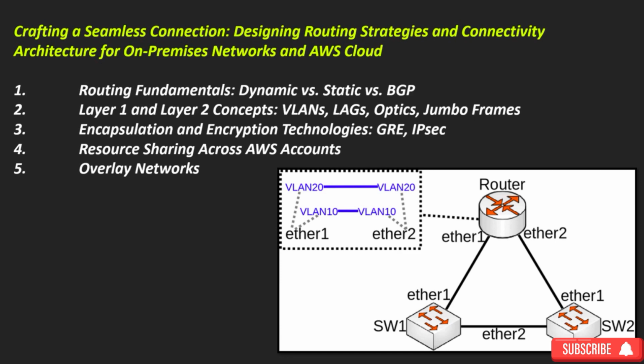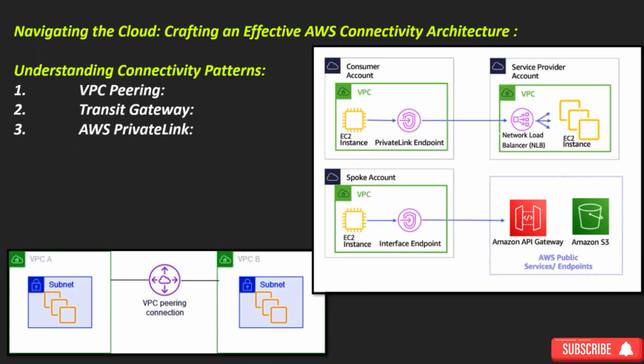Okay, the next point we need to talk about is crafting effective AWS connectivity architectures, that is, navigating the cloud. In the ever-evolving landscape of cloud computing, designing a robust and scalable AWS connectivity architecture is a very critical aspect of ensuring optimal performance, security, and flexibility for your applications.